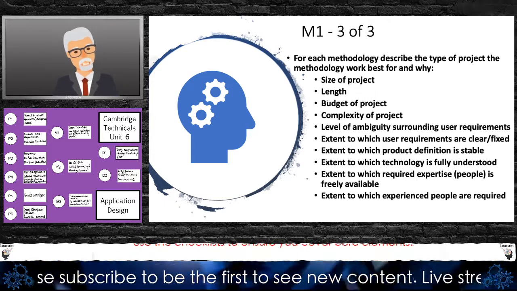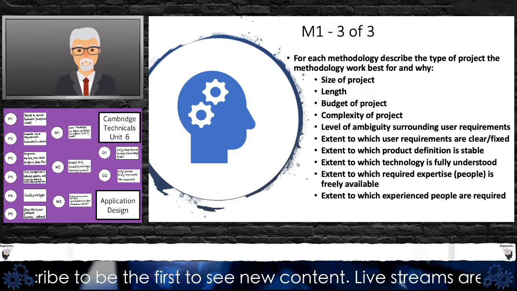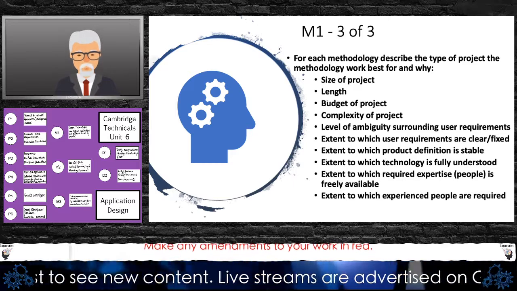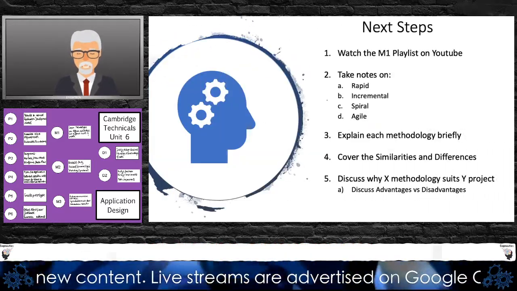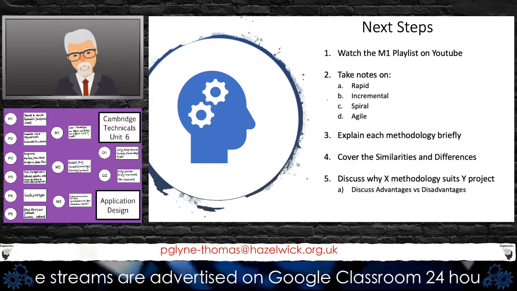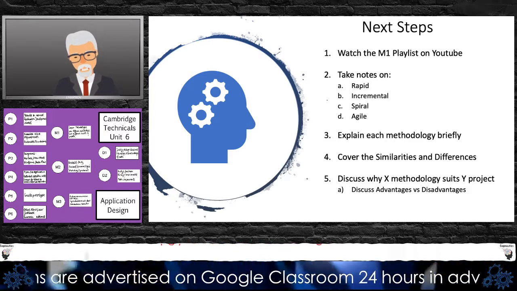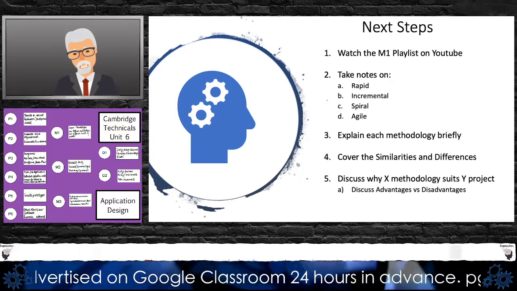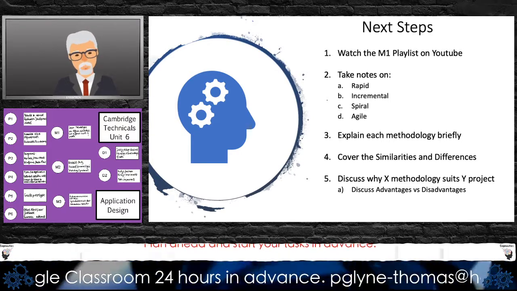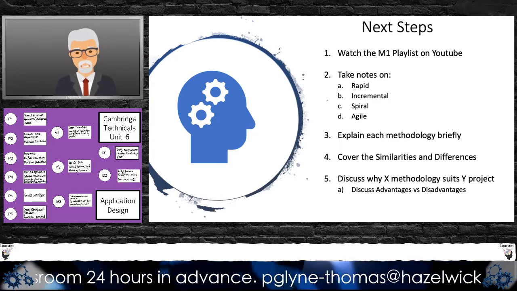So those are the different types of projects that you can have, and you're going to need to justify why a given methodology suits a particular type of project. So just to recap, go onto the Cognautics site, take notes on those 4 methodologies, explain each one briefly, similarities, difference to other methodologies, and then talk about why this methodology suits this type of project.